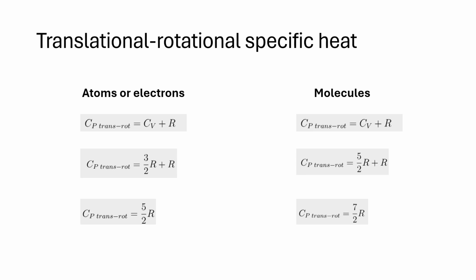Now this is the internal energy: 3 by 2 RT is the internal energy. But how to get the Cv then? Cv is nothing but the change in internal energy with respect to temperature at constant volume, so del U by del T at constant volume. What I had was 3 by 2 RT. Now I differentiate it with respect to temperature, I will get 3 by 2 R, and that is what you are getting here. So 3 by 2 R plus R would be equal to 5 by 2 R, and that is the Cp translational rotational, the specific heat at constant pressure for an atom or electrons.